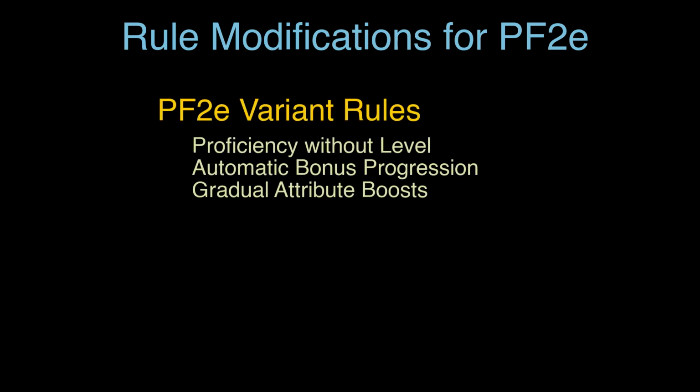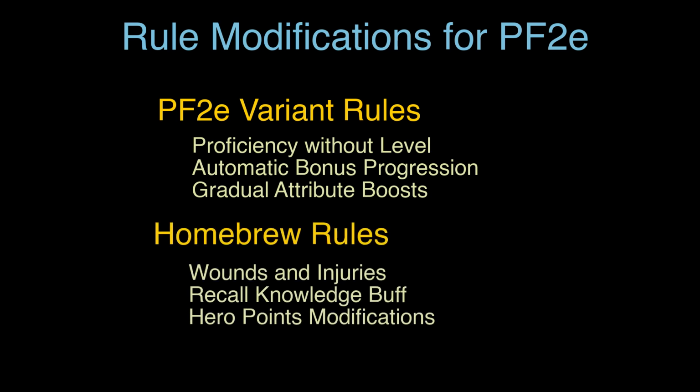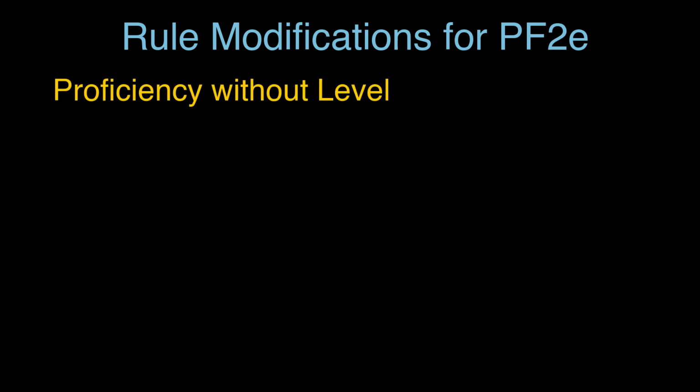Now, how can you make Pathfinder 2nd Edition better suited for this campaign style? The answer is in the system-supported variant rules. I'll go over each of the variant rules I use in my campaign and why I use them. Your needs might be different, and all of these choices might not fit the type of campaign you wish to play. The first major variant I use is proficiency without level.